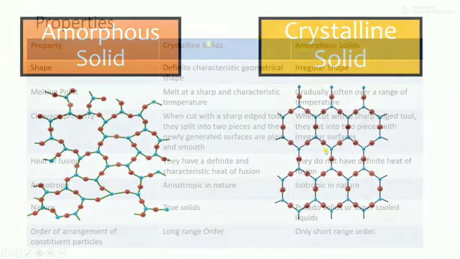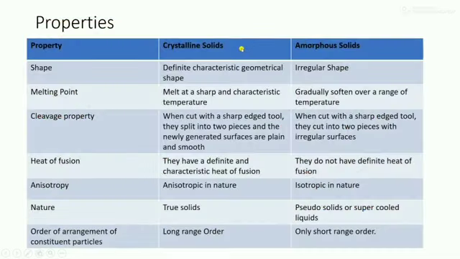Now let us see the properties of crystalline solid and amorphous solid, differentiating between each other pointwise. First of all, shape. Crystalline solids have a definite characteristic geometrical shape while amorphous solids have irregular shape. Second of all, melting point. Crystalline solids melt at a sharp and characteristic temperature while amorphous solids gradually soften over a range of temperature.